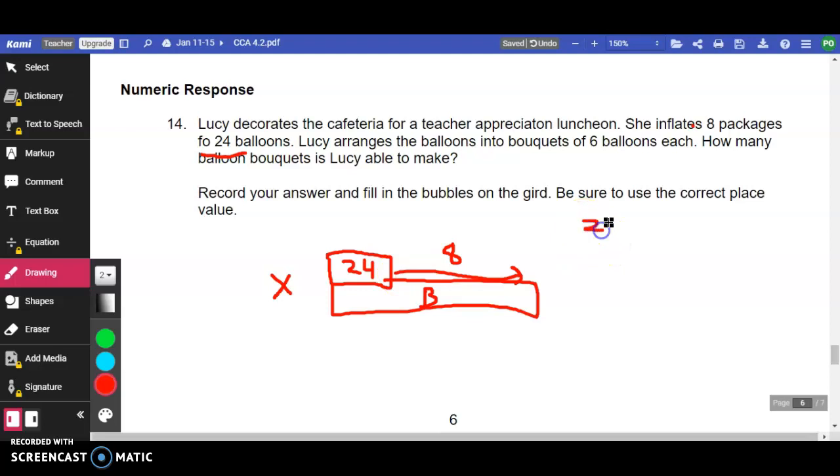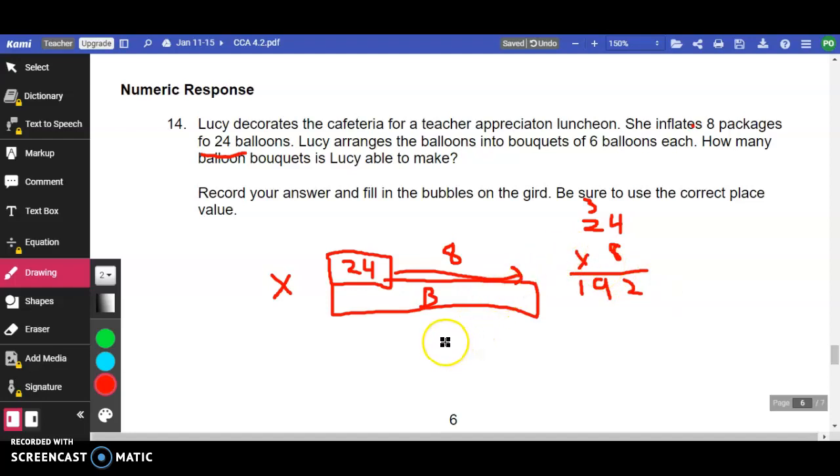So, 24 times 8 equals... 8 times 4 equals 32. 8 times 2 equals 16, plus 3 equals 19. So I have 192. Is that my final answer? It is not. We already said we have 2 steps.